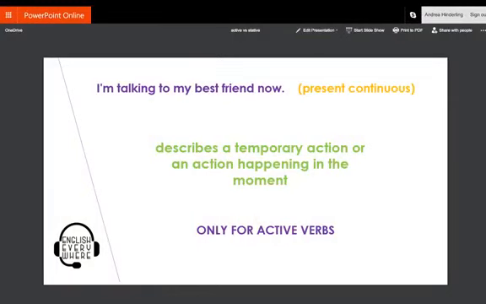So we're talking about the continuous when we talk about active and stative. The continuous, not the present simple, not the past simple, not the present perfect, none of those other verb tenses. The only one we have to worry about is the continuous, okay? And that goes for the present and the past, both, okay? So, moving on.